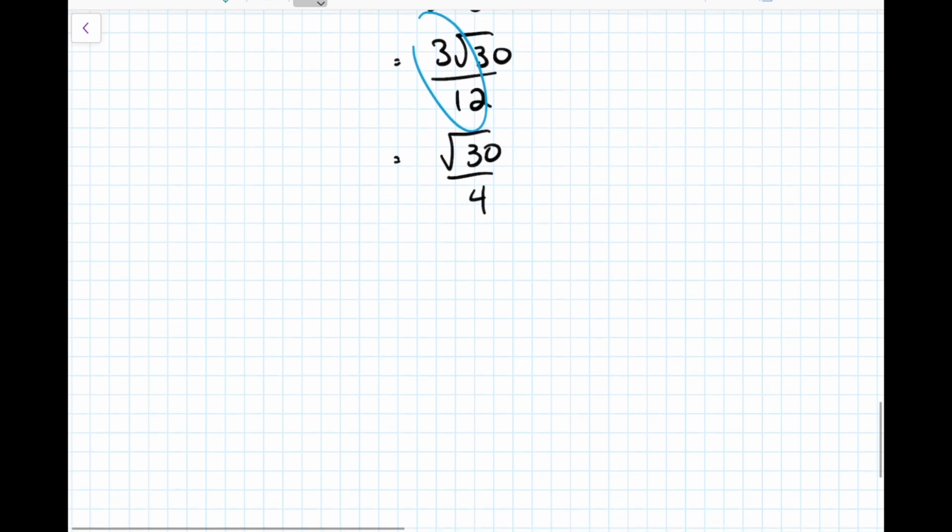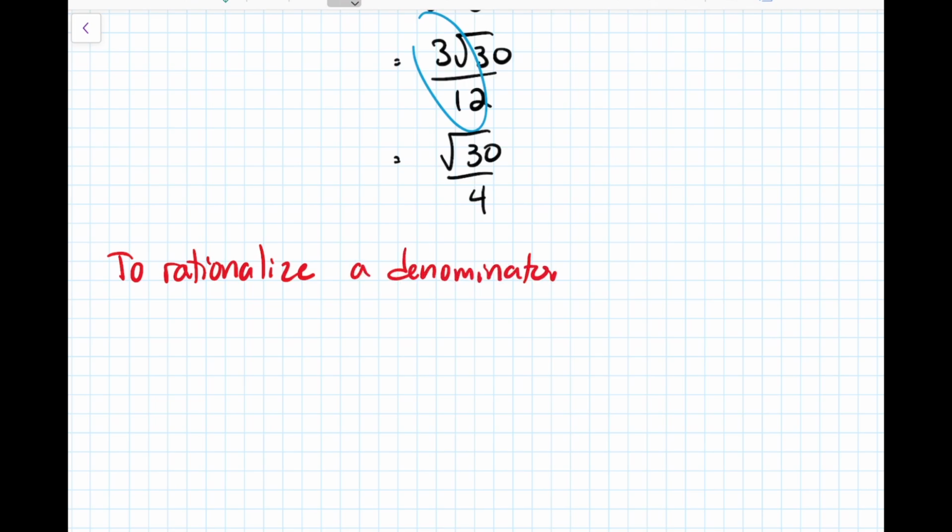So as a general rule of thumb, to rationalize a denominator with one term, we will see denominators with 2 terms in the next video or the next lesson. But if there's only one term like this, you just multiply by the root on the top and the bottom.